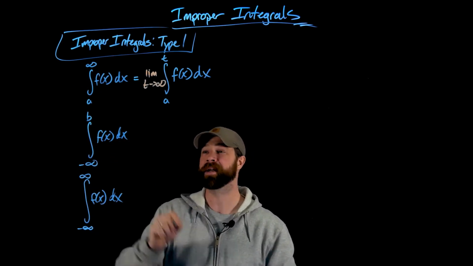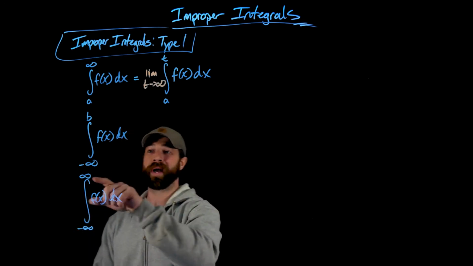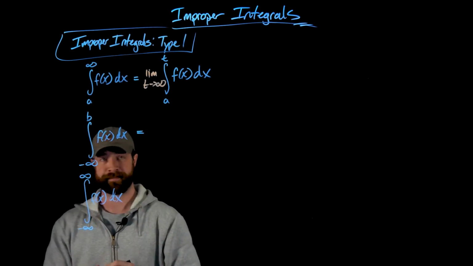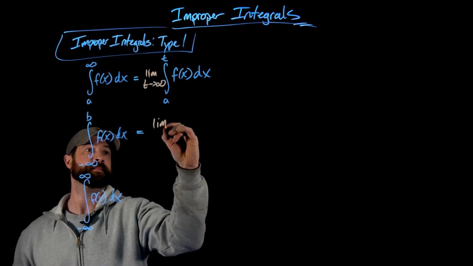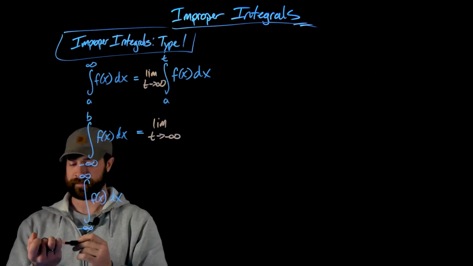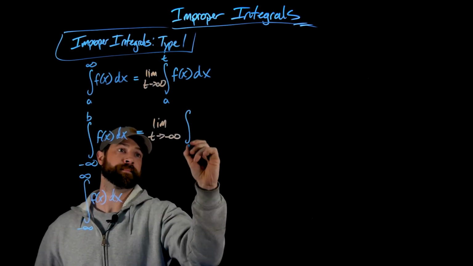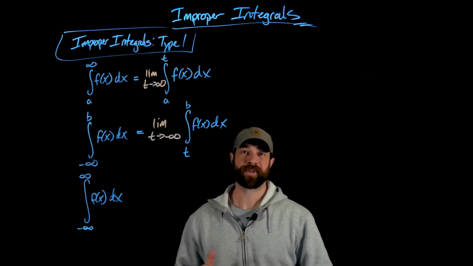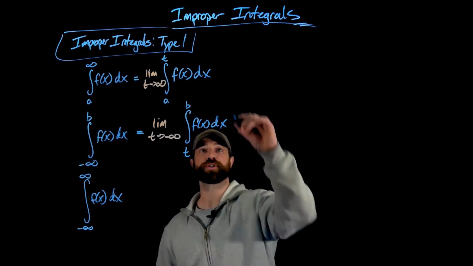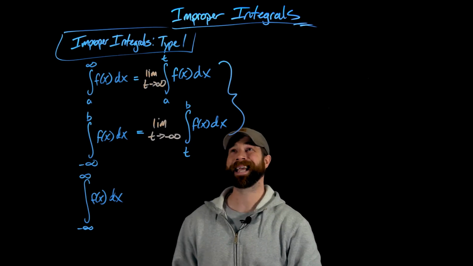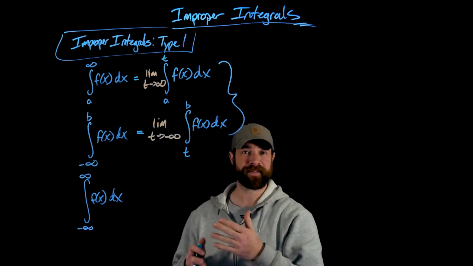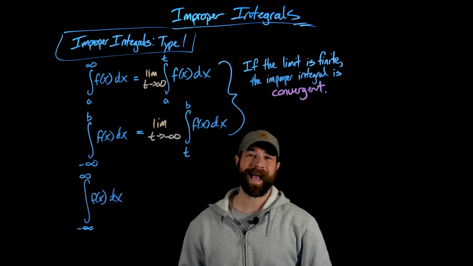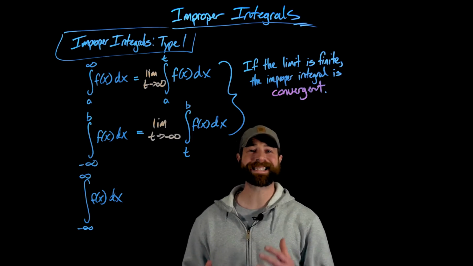The same thing here, but in this case, we have this b value and we're going to let t be the lower bound, and it's going to go to negative infinity. So in their nature, these improper integrals are simply limit statements. If the limit in each of these cases is finite, if we get a value out of it, then we say it's convergent. And if the limit is not finite, we say it's divergent.